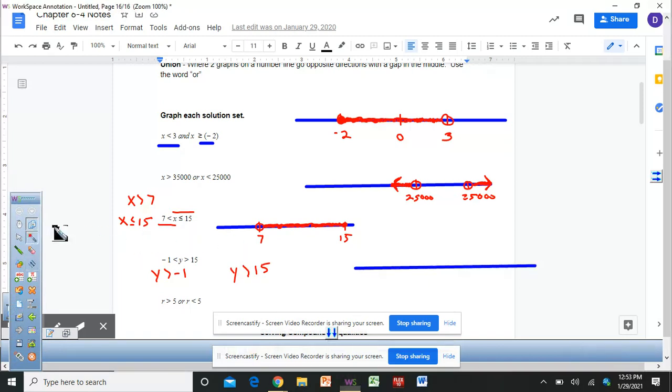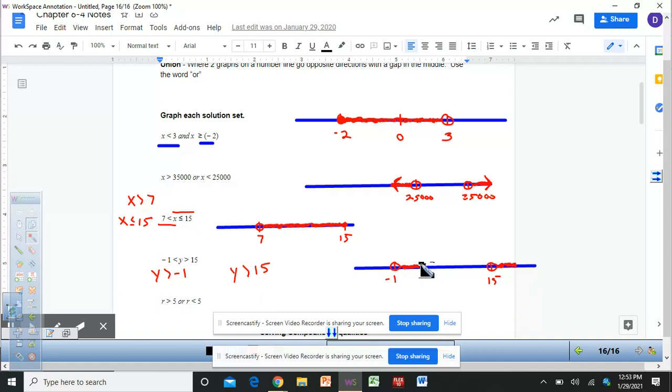Okay. So I'm going to go to -1. Here, I'm just saying that's -1. It's going to be an open circle, and I'm going to shade everything to the right. And then I'm going to go with y is greater than 15. So I'm going to say here's 15. And it's going to be an open circle, and it's greater, so it's everything to the right.